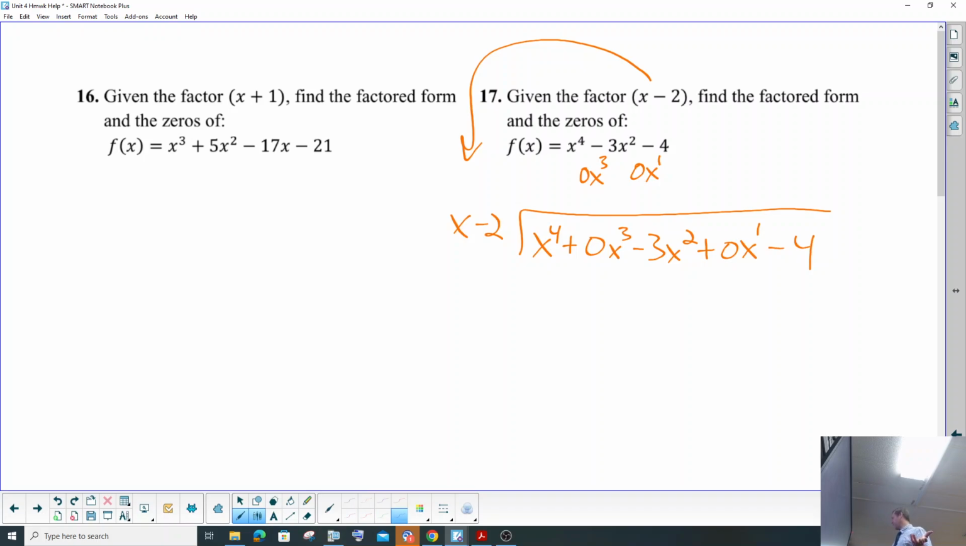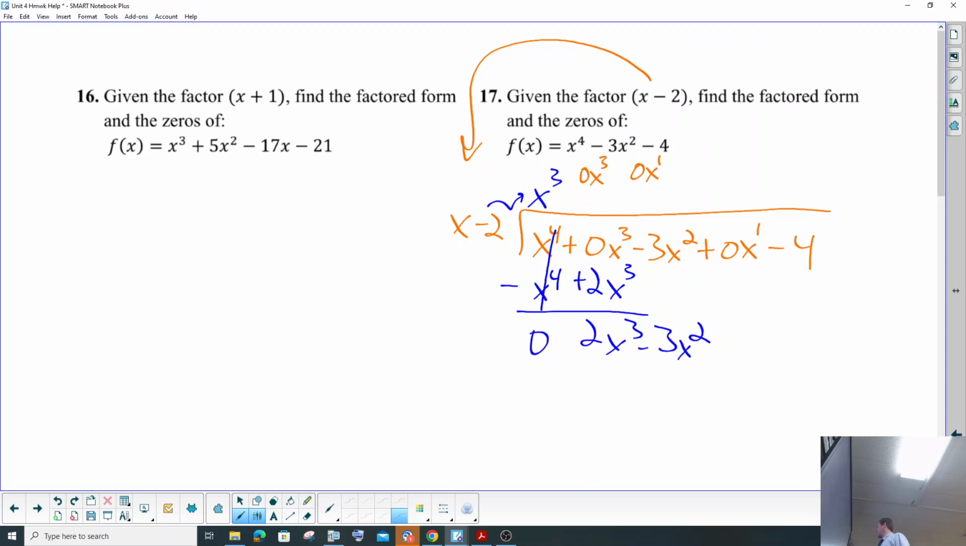To do long division, but we do need placeholders if it's missing any powers, okay? So how does x become x to the fourth power? We get x to the third power. And so x times x to the third power is x to the fourth. Negative 2 times x cubed is a negative 2x cubed. Change the signs. So then that goes away, and we're left with 2x cubed.